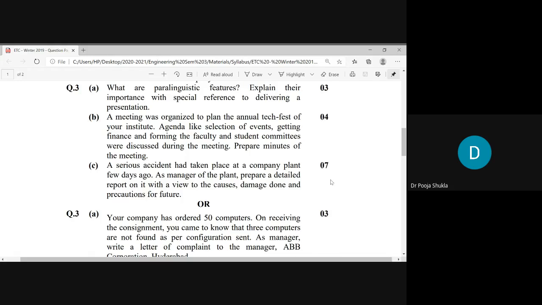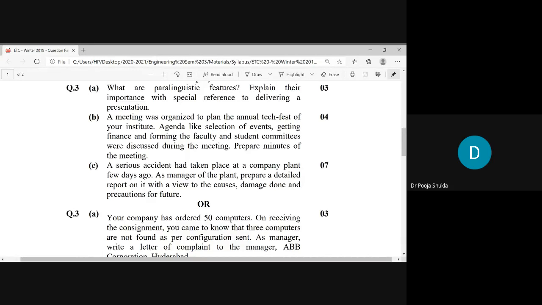Right? Student committees, the students are supposed to search for student volunteers, committee members, and by this date. Right? So do not forget, because they have told over here faculty as well as student committee. So there has to be some student representative. This is also one of the common mistakes, right? So please read the question very carefully and see the small details which are given.